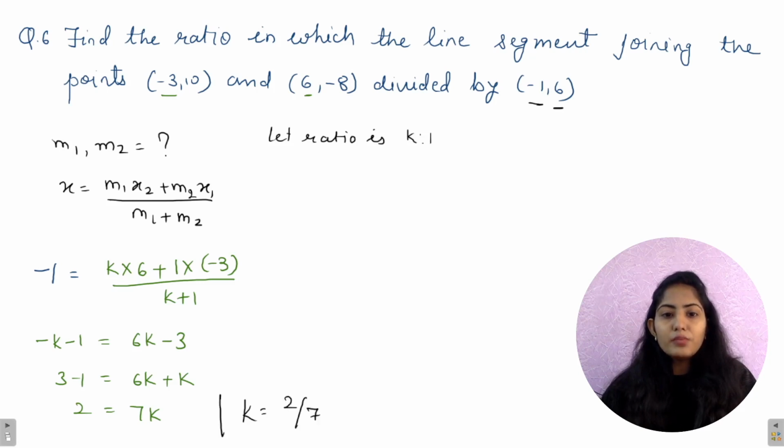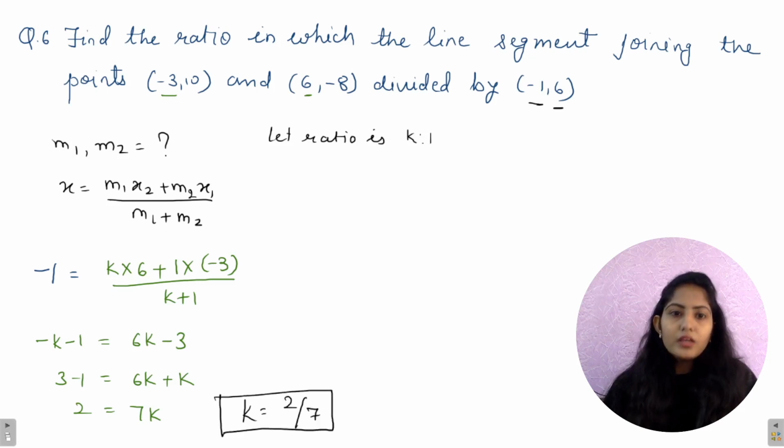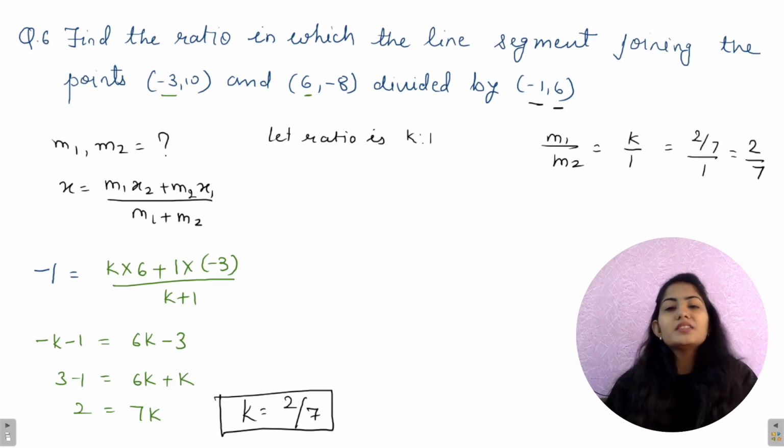That means when we put the value of k, because we had let m1 is equals to k upon 1, we will put the value of k, that is 2 upon 7 upon 1, so 2 upon 7. So yeah, this is the ratio. m1 ratio m2 is equals to 2 ratio 7. Now come to the next question.